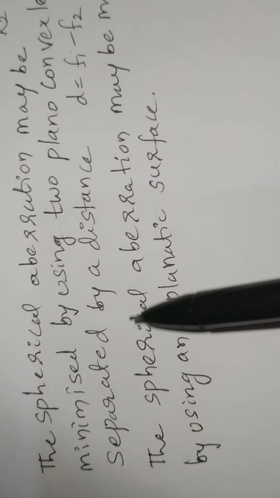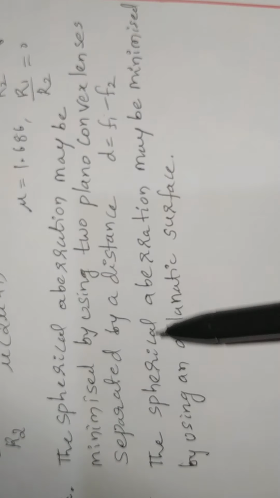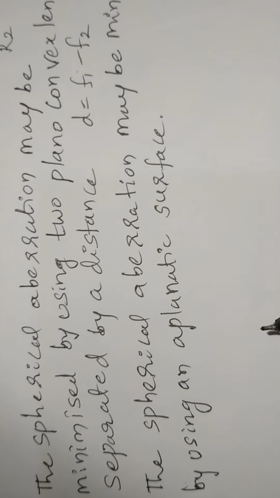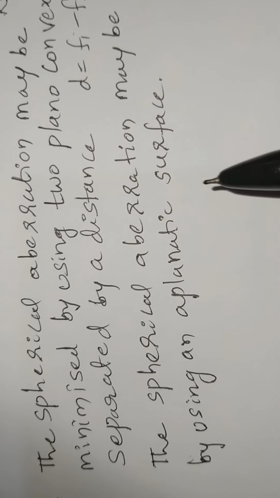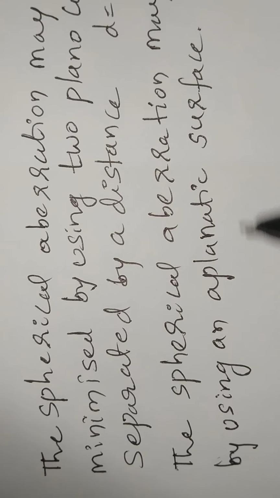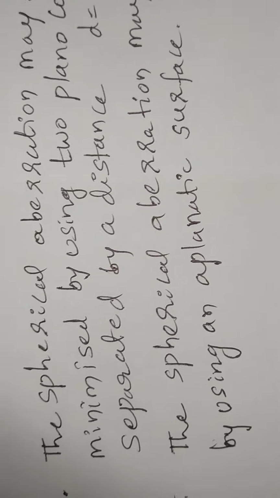And the fifth one: spherical aberration may be minimized by using an aplanatic surface. An aplanatic surface forms a point image of a point object. So this surface may reduce the spherical aberration.